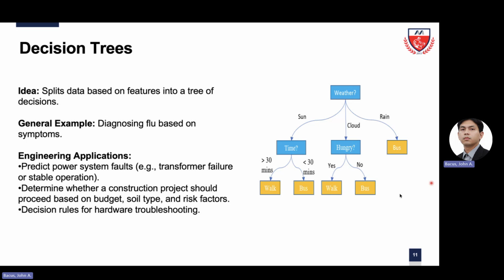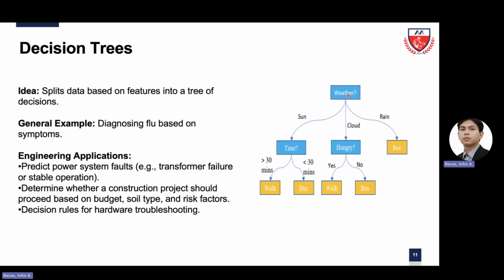In engineering applications, for example, we can predict power system faults, whether there's a transformer failure or a stable operation, and determine whether a project construction should proceed based on budget, soil type, and risk factors. That's also one for our CE friends. Decision rules for hardware troubleshooting as well. So these are very common types of decision trees.